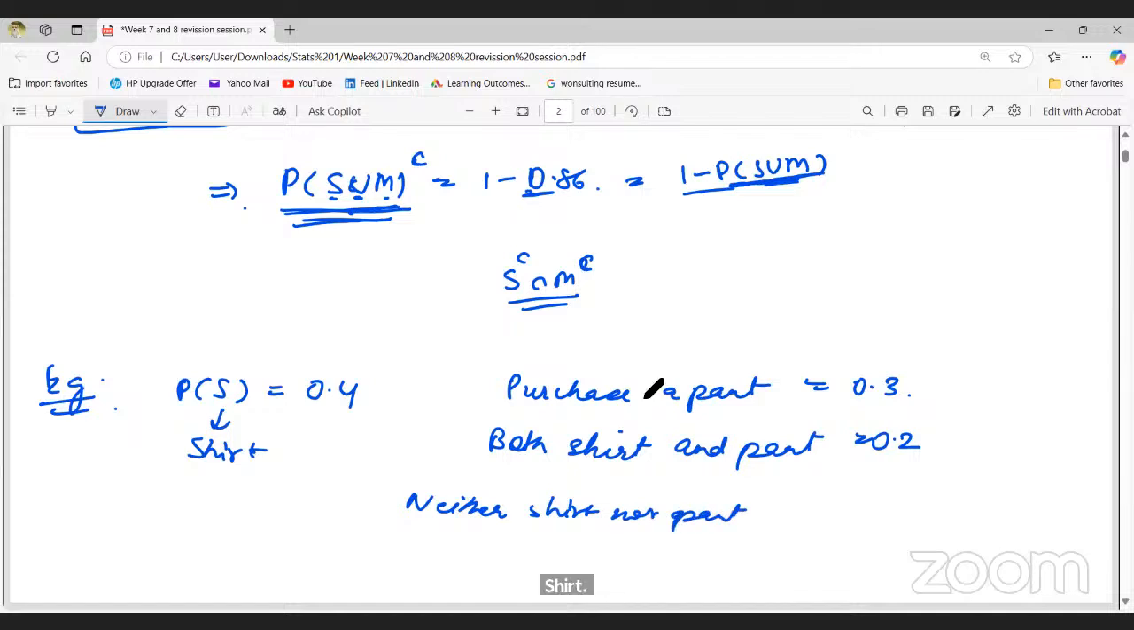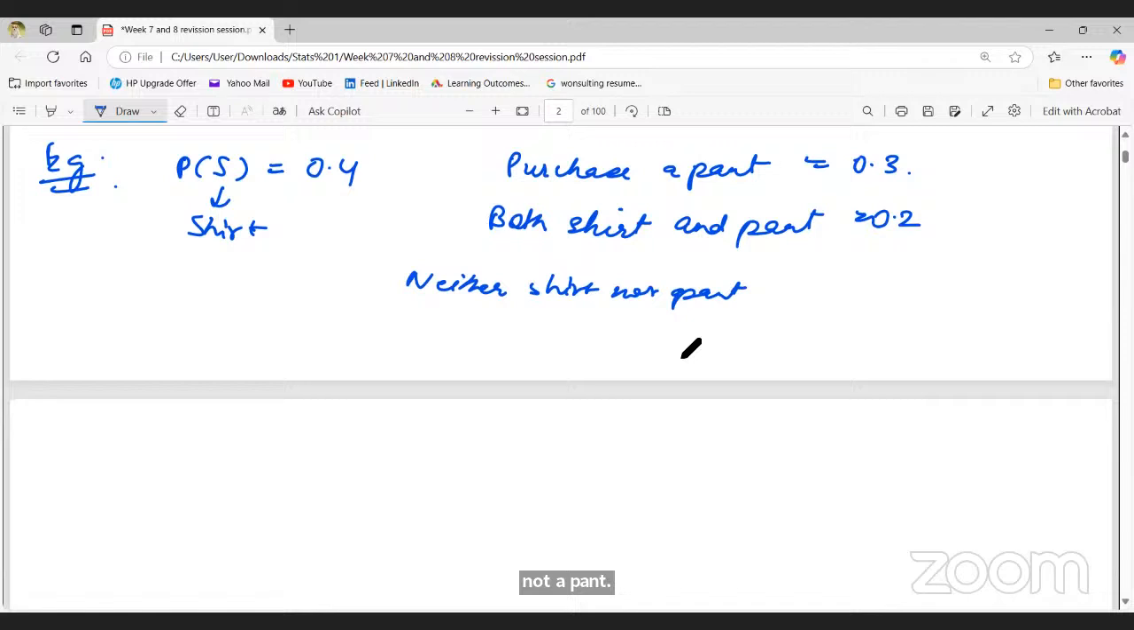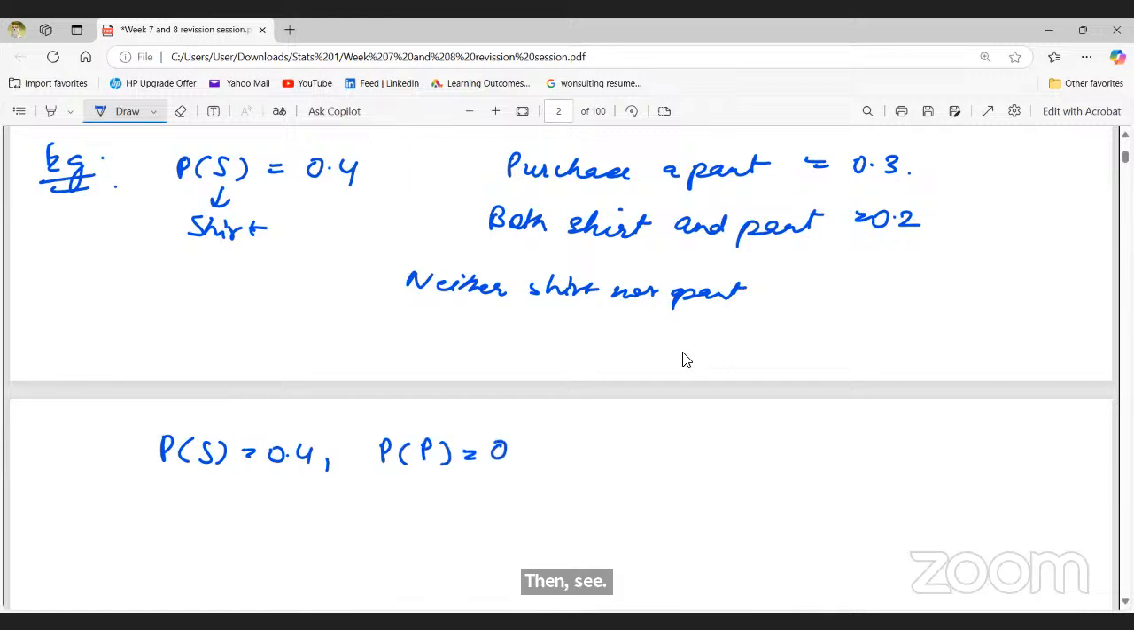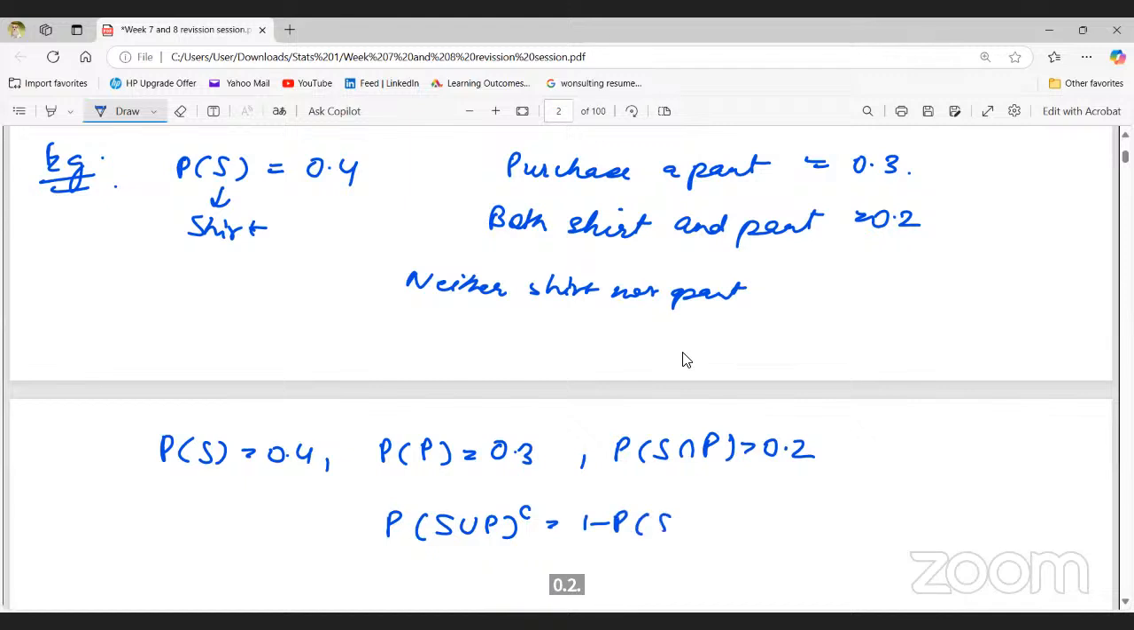So just tell me what values we have been given. We have been given probability of S, which is 0.4, probability of P, which is 0.3, and probability of S intersection P equal to 0.2. And we have to find the complement of S union P. Correct. So this is equal to 1 minus probability of S union P.